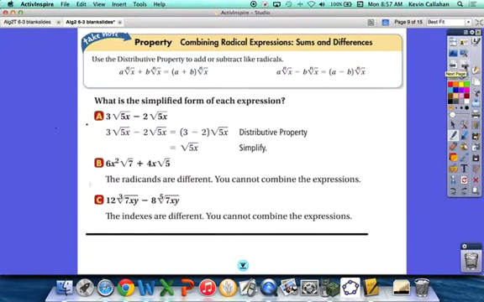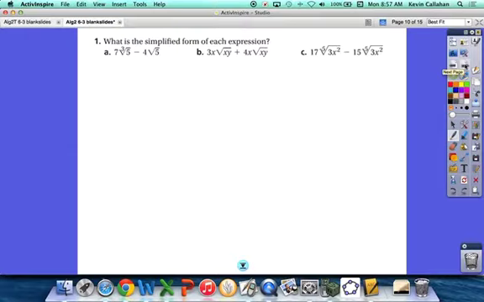Try this one. First of all, there's 3 up there. Which one right away are you going to say can't add? This one right here, because they don't have the same index. One has a 3, one doesn't have anything, which means it's a 2. So this one you can't add. I'll say can't combine because that's the way the book says it. That one and that one. But the next 2 are okay.